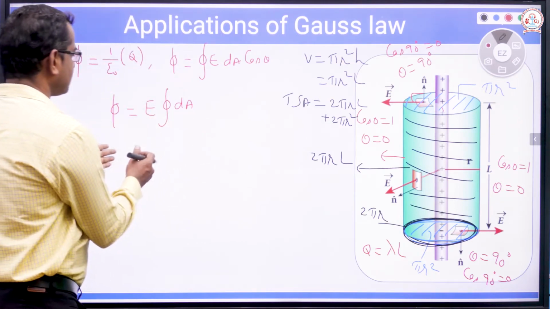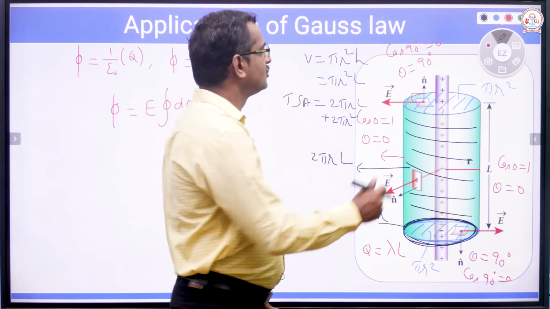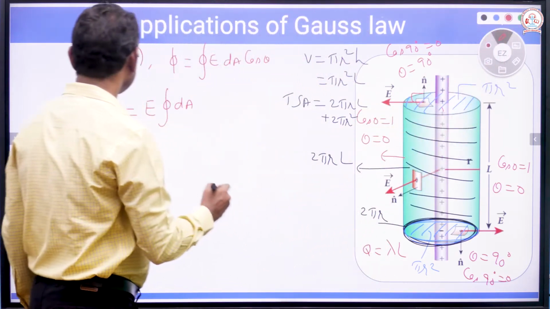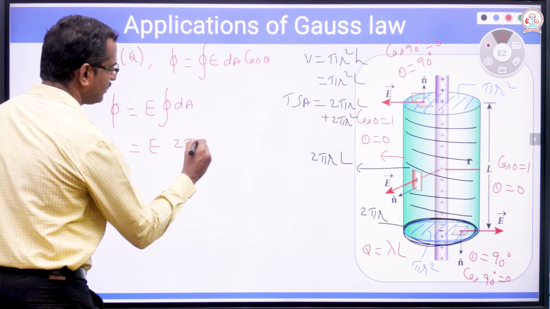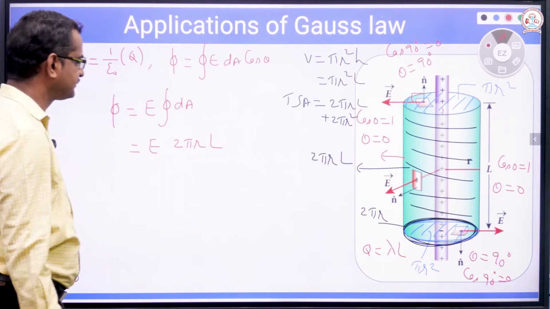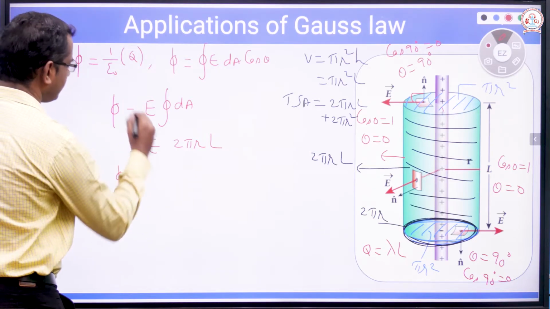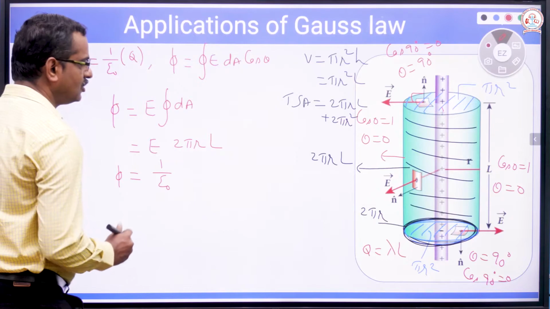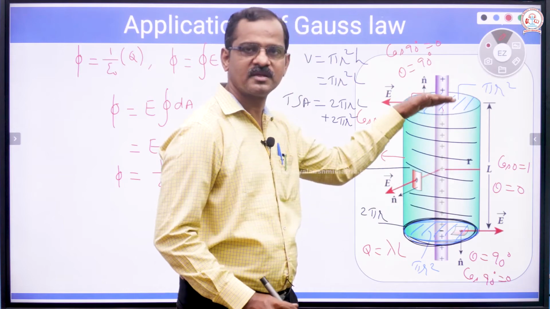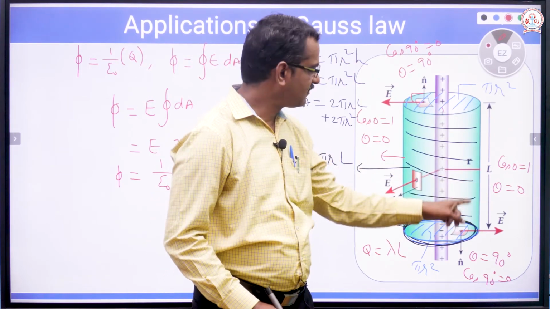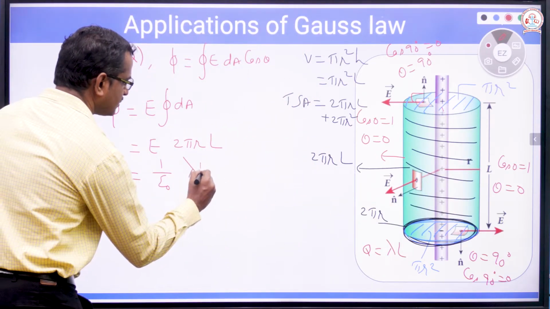Whereas for this calculation, we need only the curved surface area, which is equal to 2 pi rL. So this is equal to electric field. This area will be equal to 2 pi rL. And this flux phi is equal to 1 by epsilon naught times the total charge enclosed by the surface. Total charge enclosed by the surface will be equal to lambda into L, where lambda is linear charge density and L is total length. That is equal to lambda into L.